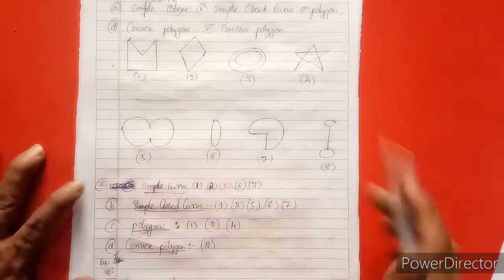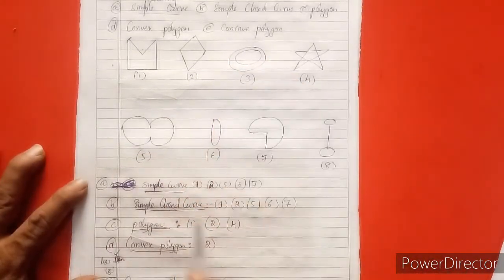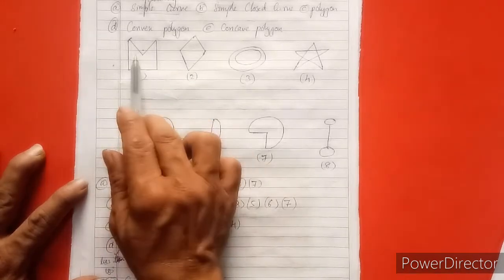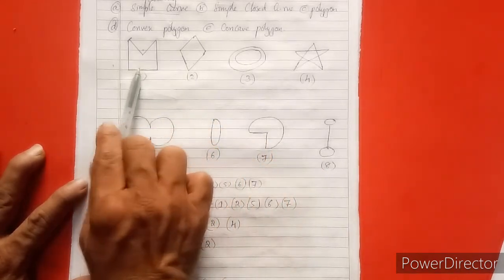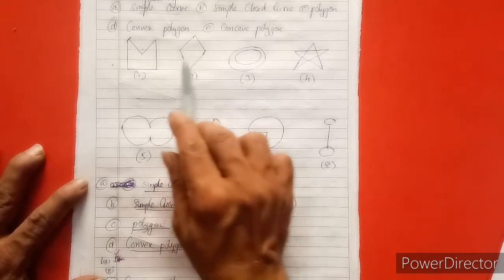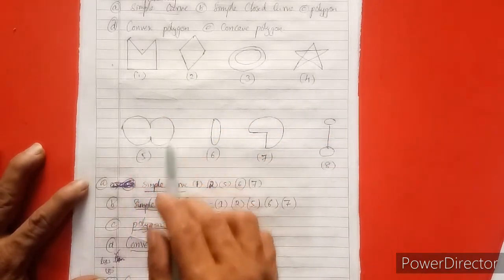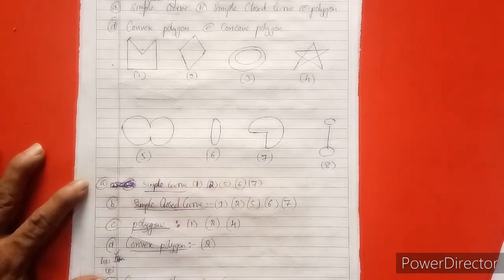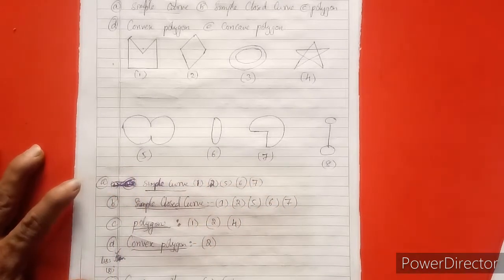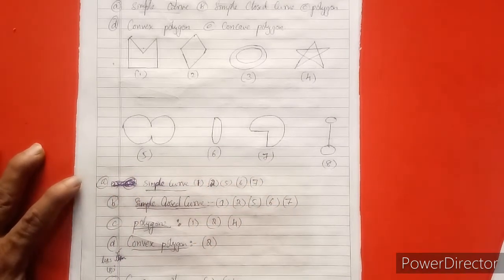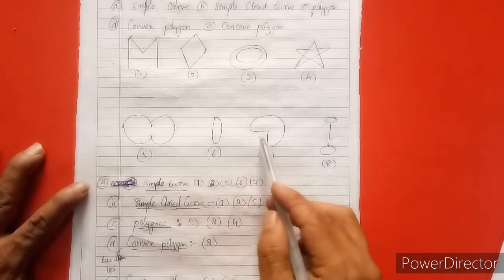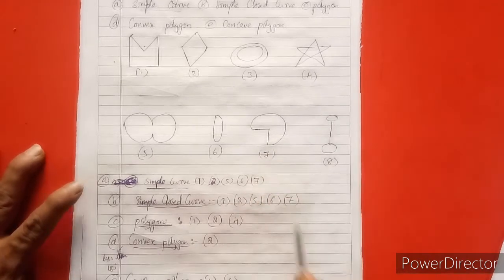Next, the second one, simple closed curve. First one is a simple closed curve. This is also a closed curve. The second one is also a simple closed curve. And the fifth one is also a simple closed curve. Sixth also is a simple closed curve. Seventh one is also simple. This is a closed figure.